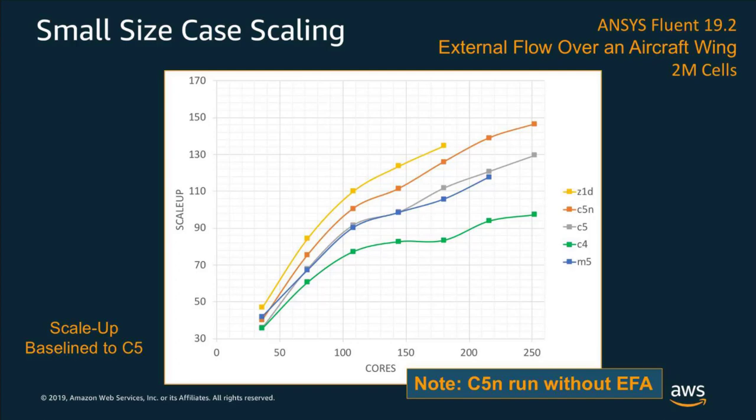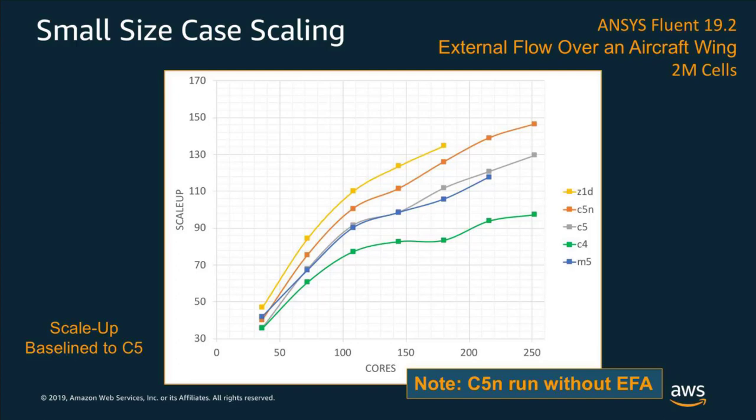The case size is 1.7 million cells. I must emphasize that for this plot and the following three plots, the cases were not run with EFA. I look forward to running these same cases on C5N with EFA in the next few weeks. Here I've defined scale-up as the estimated time to run on one C5 core divided by the time to run on n cores on the particular instance in the plot. So all of the scale-up curves are baselined or referenced to the C5 instance type.